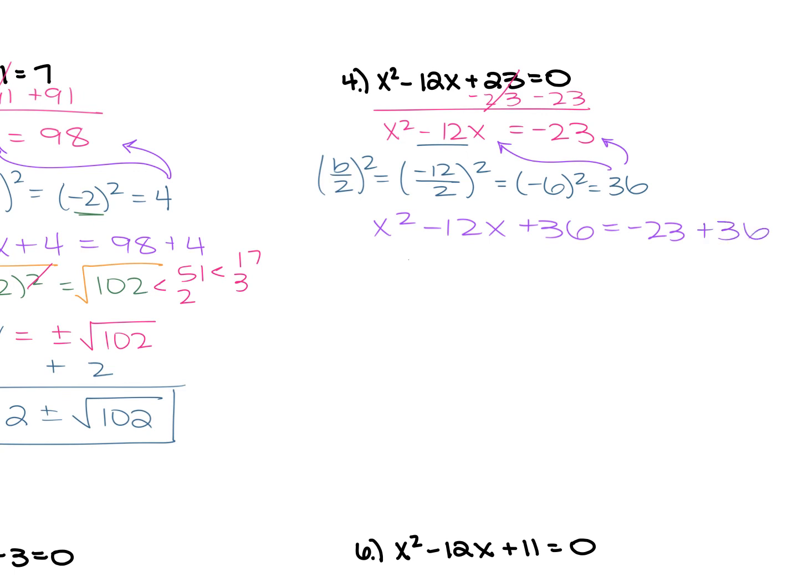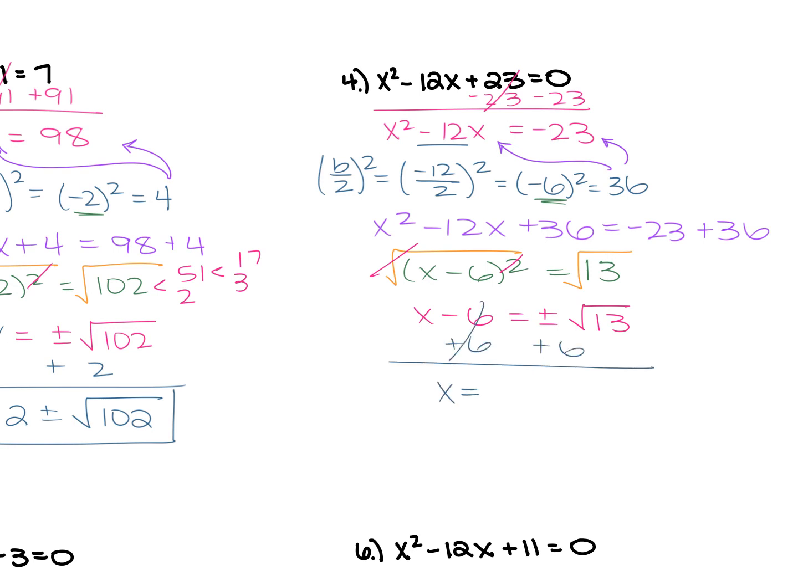From here, we're going to factor the left side to be x minus 6 squared. The right side is going to add. They are different signs, so we're going to subtract and keep the sign of the bigger number. 6 minus 3 is 3, 3 minus 2 is 1. So that's 13. We're going to take the square root of both sides. The square root cancels out the power on that x minus 6 squared, so that's just x minus 6 is equal to plus or minus the square root of 13. Move your 6 over, add it to both sides. We get x is equal to 6 plus or minus the square root of 13.